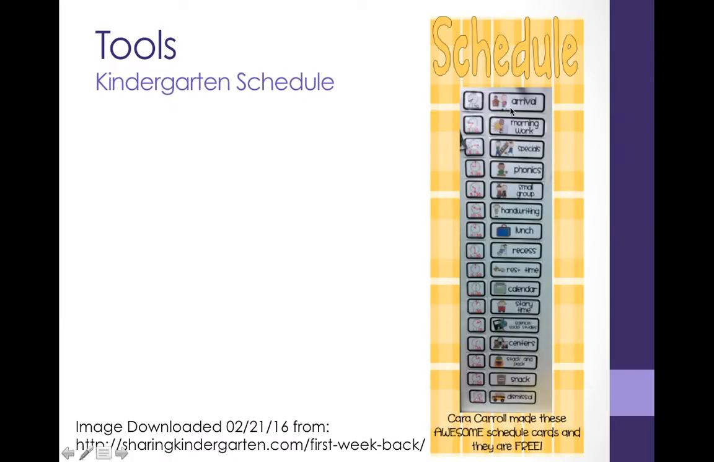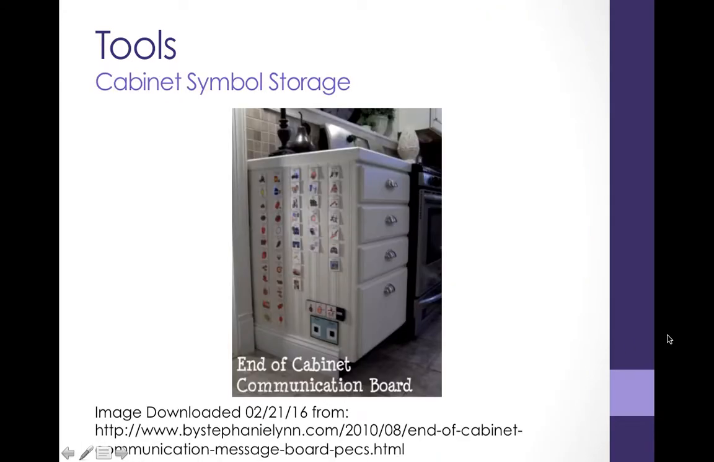Here's the same type of thing on the wall. So here's each activity, nice big visual text, and then the time that it occurs. And here's a different example of storage of the symbols. So again, Velcro on the end of the cabinet. You could have put Velcro sensitive material there, and then here are those schedules.